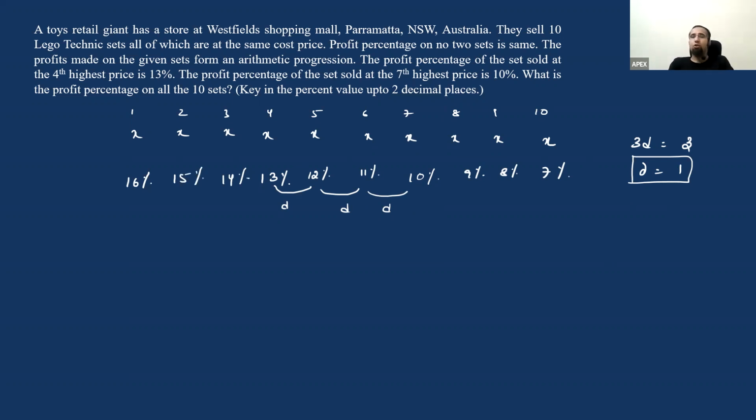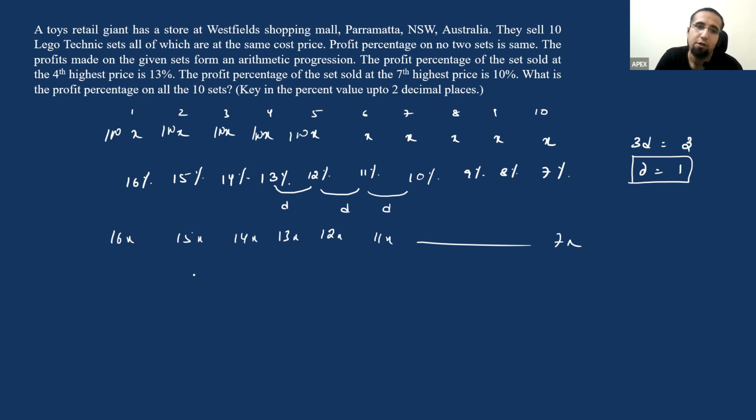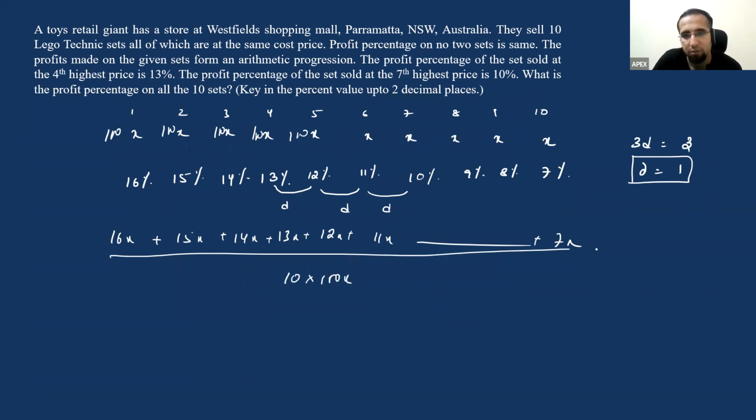Clear? What is the profit percentage on all the 10 sets? So I know that 7 percentage of X, or let's say 100X if you take it, then that becomes 7X, 8X, 9X, 10X, and so on is the profit. That means if I assume everything to be 100X, the profit here becomes 16X, 15X, 14X, 13X, 12X, 11X, and so on till 7X. So the sum of all this divided by 10 into 100X, into 100, should be your profit percentage. So this 100 and 100 get cancelled, and X will get cancelled with the numerator.